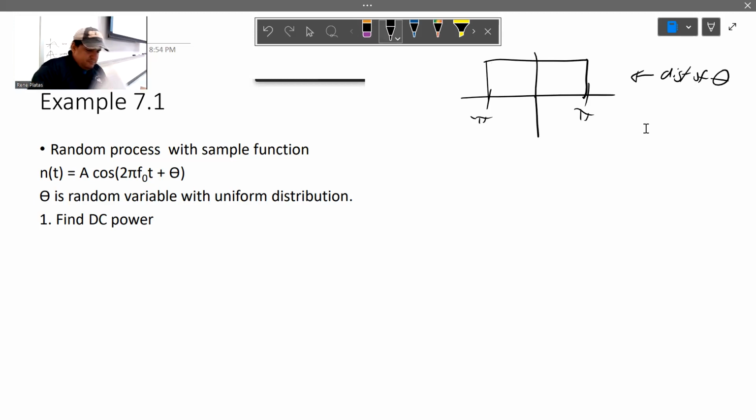Did you work this out? Yeah. Oh, okay. Oops.